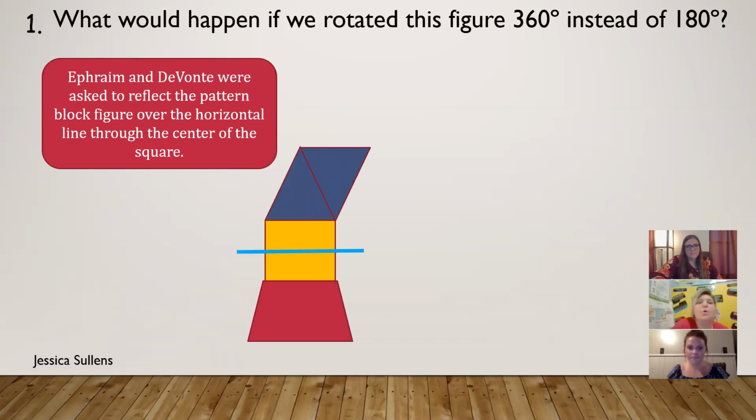All right, Jess, what would happen if we rotated this figure 360 degrees instead of 180 degrees? Well, if we rotate it 360 degrees, we know that is a full circle, so that's all the way around. The 180 degrees is only a half circle. So if we were to rotate this 360 degrees, it would actually end up looking exactly how it looks on our screen right now. It would be back in the same position as it is already in. So that would make sense. 360-degree rotation.